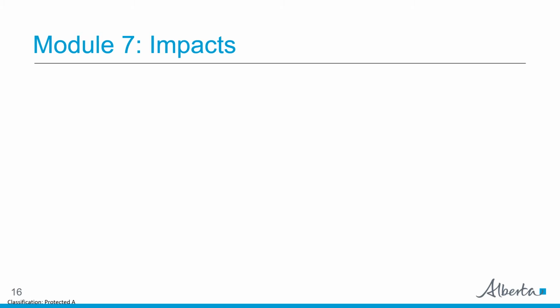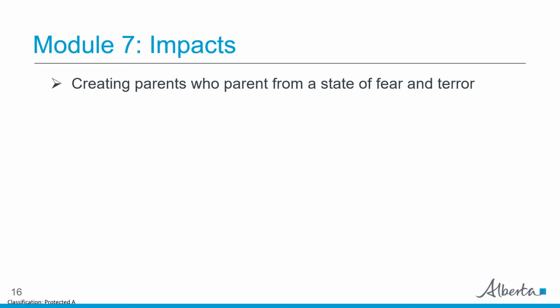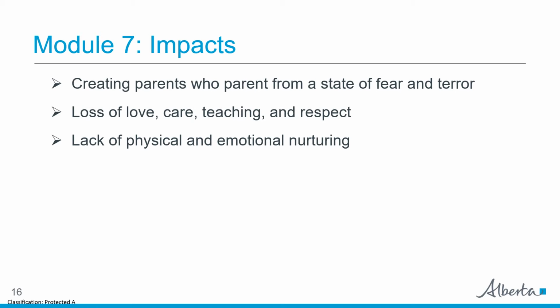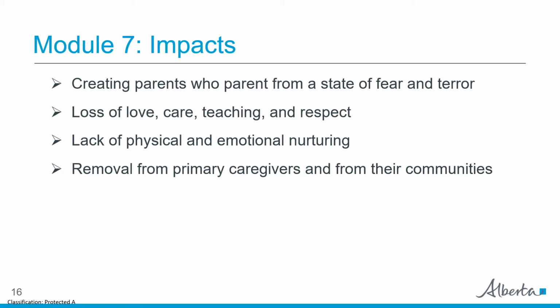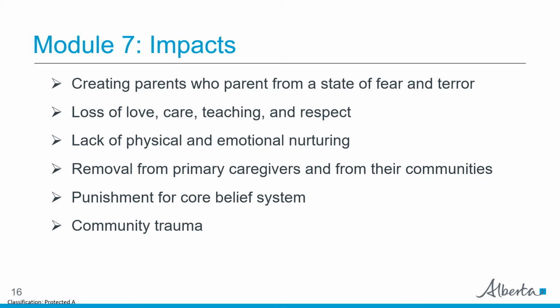Module 7. Impacts. Creating parents who parent from a state of fear and terror. Loss of love, care, teaching, and respect. Lack of physical and emotional nurturing. Removal from primary caregivers and from their communities. Punishment for core belief system. Community trauma. Trained dependency on outside structures.